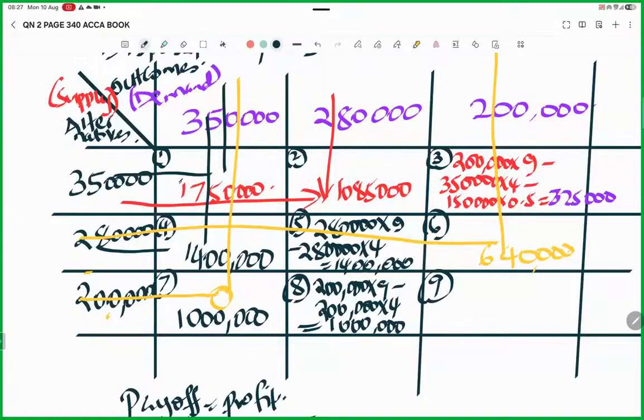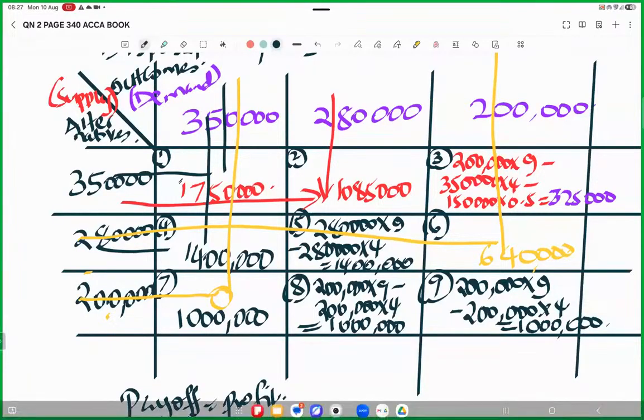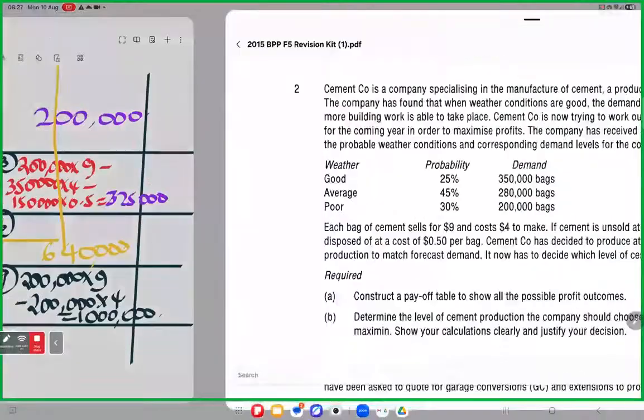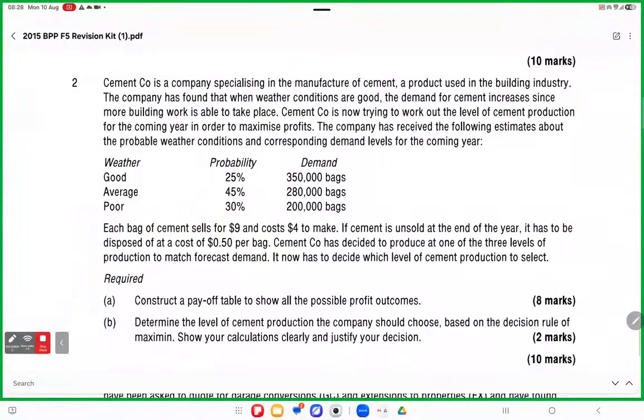So number 9, 200, perfect match. 200,000 times 9 minus 200,000 times 4, which will also give us 1 million Kenya shillings. So that is what we were expected to do for these many marks in part A, where they gave us 8 marks.